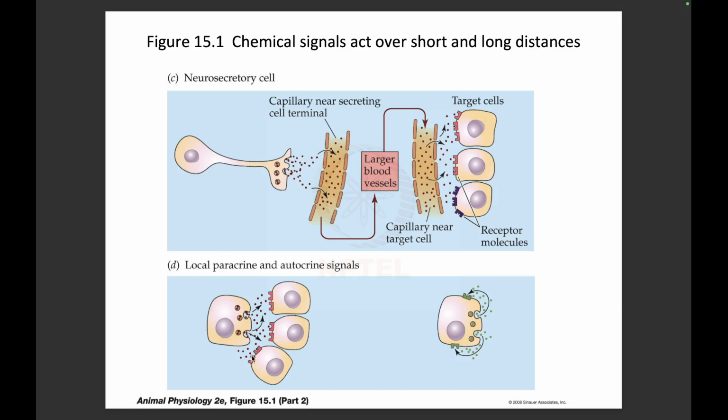Here you can see one more difference, which is paracrine versus autocrine. If there is one cell which is secreting the hormone, a secretory cell, and another cell which is a target cell, and the hormone is acting on it, that is called a paracrine system. And if the same cell which is secreting the hormone also has the receptor, so the hormone being secreted also targets that cell itself, that is called an autocrine signal system.